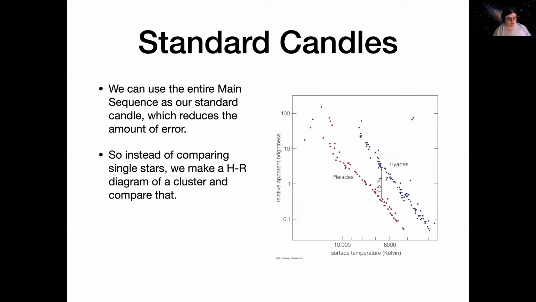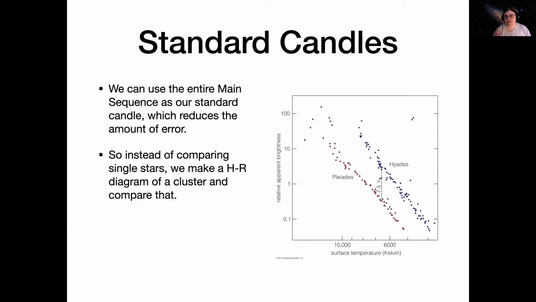Now, the other method we talked about for distance is that main sequence stars are pretty consistent. If you know their spectral type, how hot they are, you can measure their luminosities. And you can do this for star clusters. So this is an HR diagram of two star clusters, the Pleiades and the Hyades, just showing their main sequences. The bottom is surface temperature, spectral type. Top is the apparent brightness, not the luminosity.